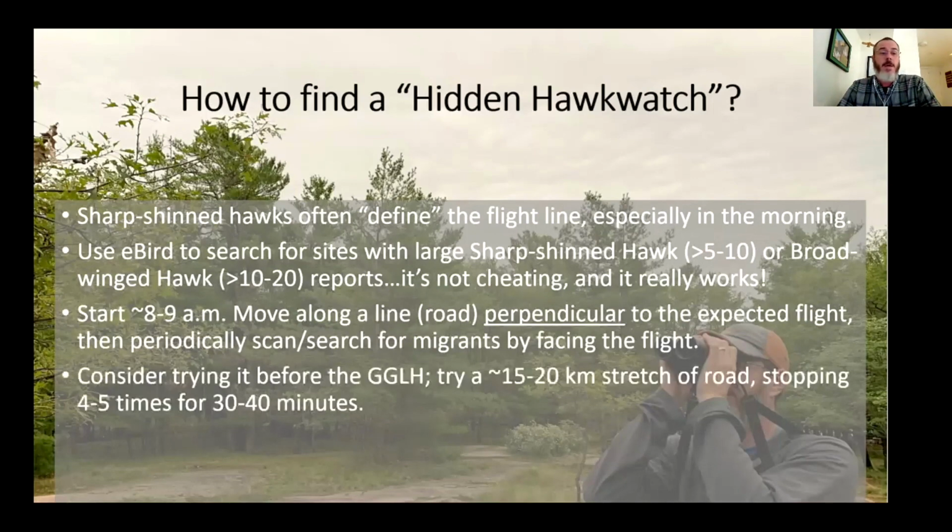So what I mean by that is that you might pick like a 15 or 20 kilometer stretch of road, and you might stop 4 or 5 times along that stretch of road, say every 4 or 5 kilometers, and scan for 30 minutes or an hour or so and see if you can detect a migration. And of course, you'll want to do that by facing that expected direction of the flight.